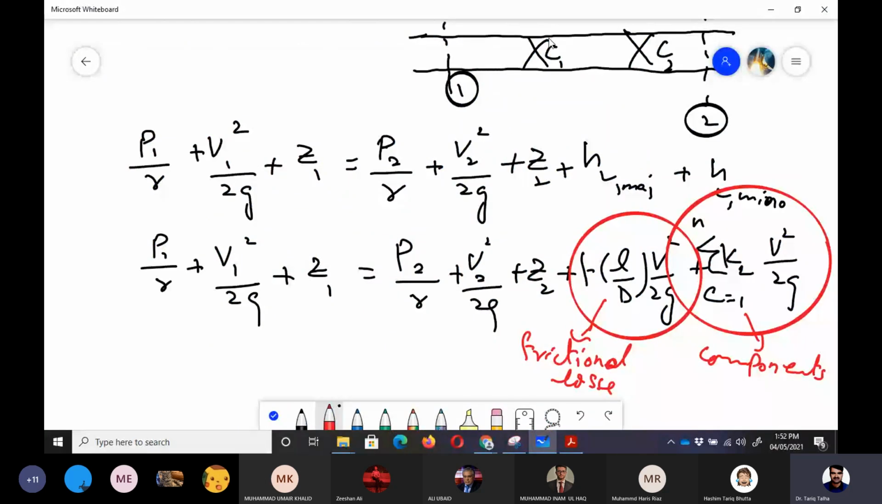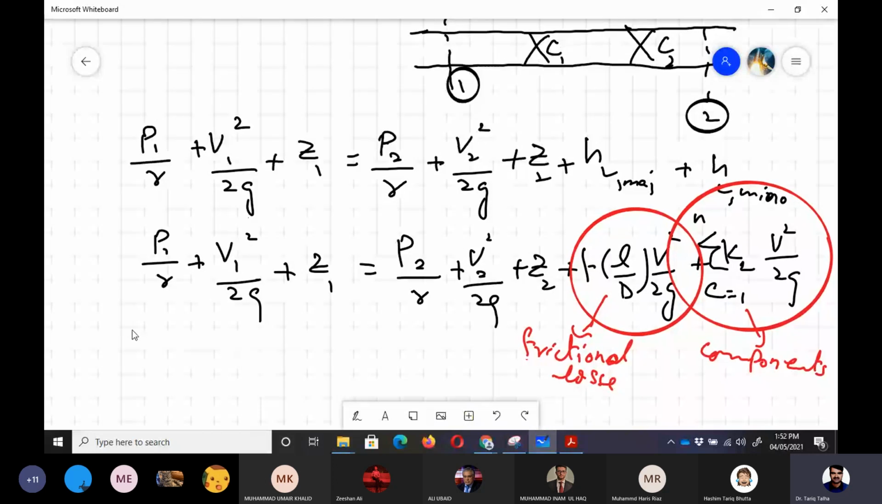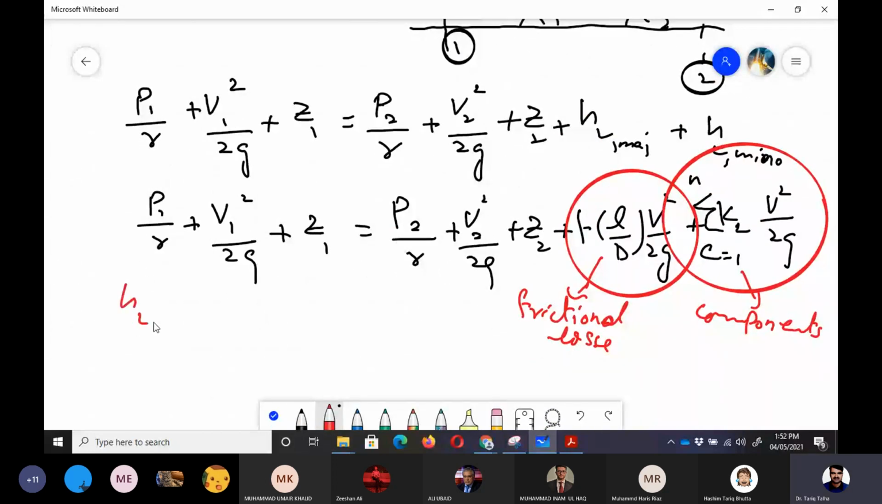So what are they doing? They are increasing the value of head loss. So if we can replace this component, because let's say that C1 component, let me write it here, that HL minor C1 is like 1 meter, right? So it means that the head loss due to that C component is 1 meter.